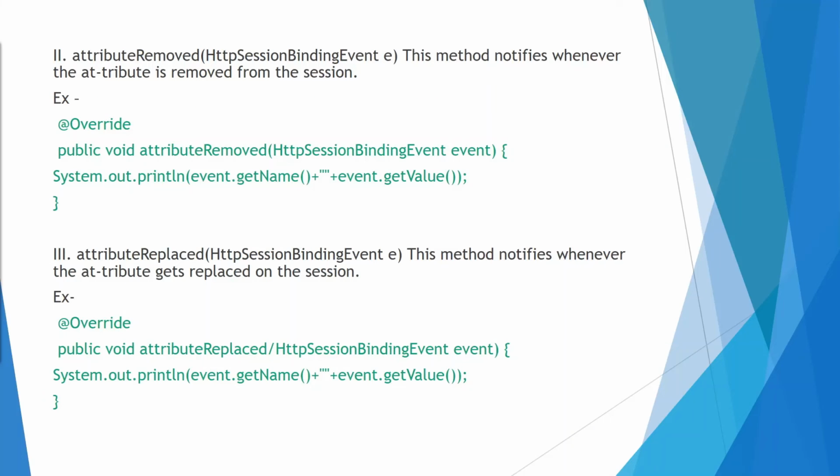Second one is attribute removed. This method notifies whenever an attribute is removed from the session. This is a code example. Attribute replaced. This method notifies whenever an attribute gets replaced on the session. This is a code example. It is an override method.